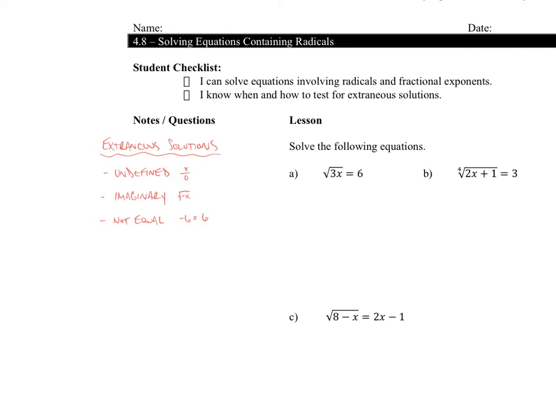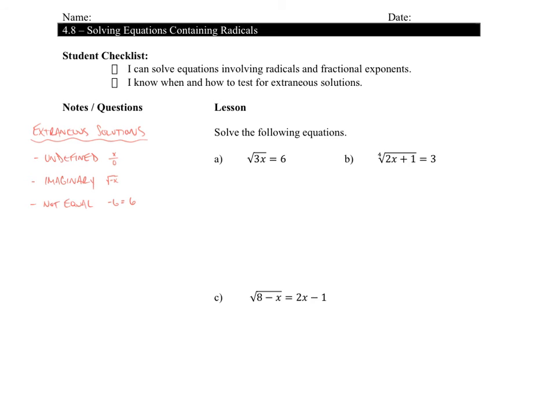All right, so if we take a look at this first problem, A is pretty quick. In order to get the 3x out from under the radical, I just have to square both sides or raise both sides to the second power, because this is really 3x to the 1/2. So in doing that, this is going to cancel. I'm going to have 3x equals now 36, and I'm going to divide both sides by 3, x equals 12. And now I just have to check this and be sure that 12 is actually a solution.